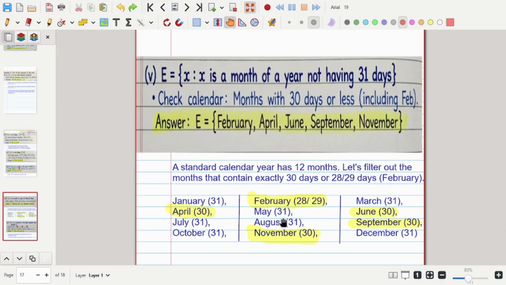May has 31 days, so it is not included. June has 30 days, it is less than 31, so include June. July has 31 days.